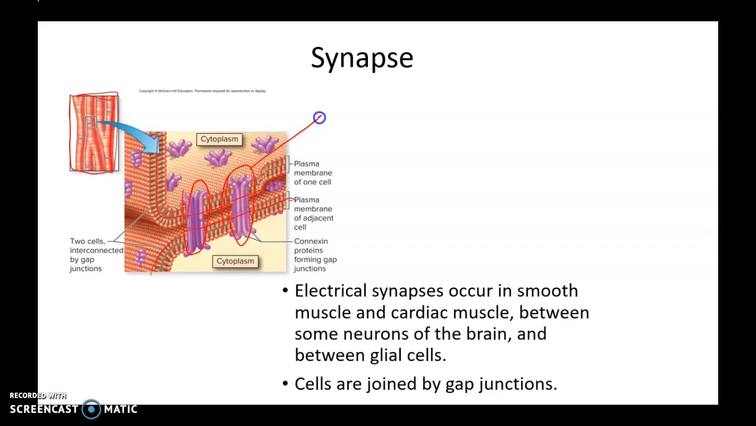Now the gap junctions help connect the cells together, and through these gap junctions there will be flow of ions from one cell to another, and this is how electrical synapse works.